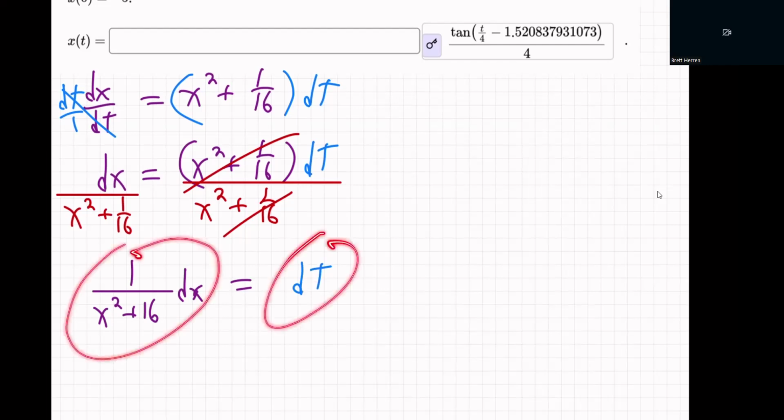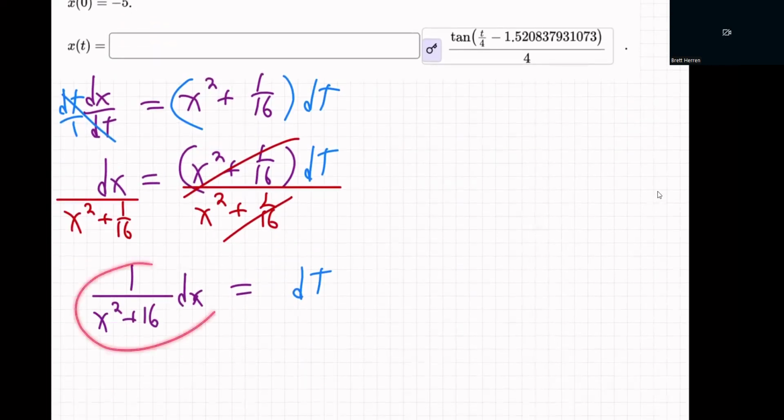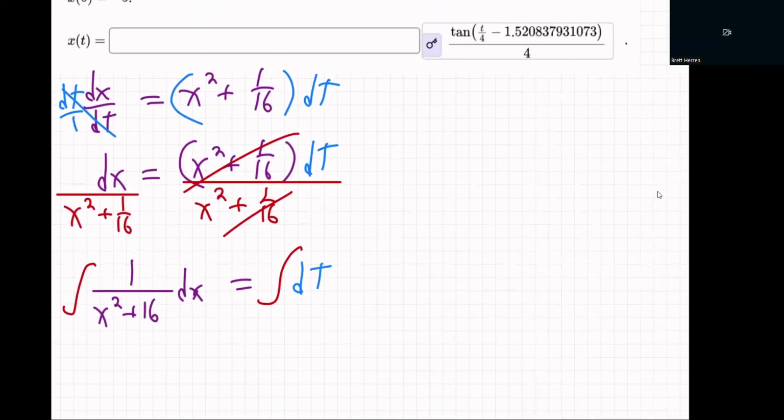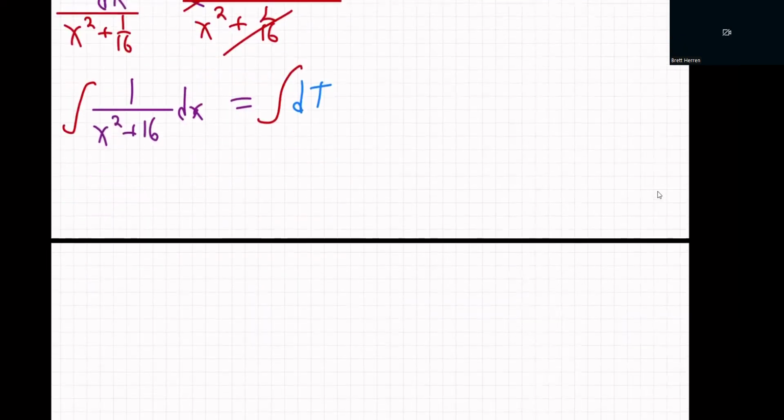Got all the x stuff on one side, the t stuff on the other. That's what we mean by a separable differential equation. You can separate the x stuff from the t stuff. Sometimes they're so intertwined you can't separate them. We have to do other things when that happens. But this one, we can separate the x from the t. And now we just integrate both sides. We just say, okay, the integral of this side and the integral of that side. All right, so what becomes of it?